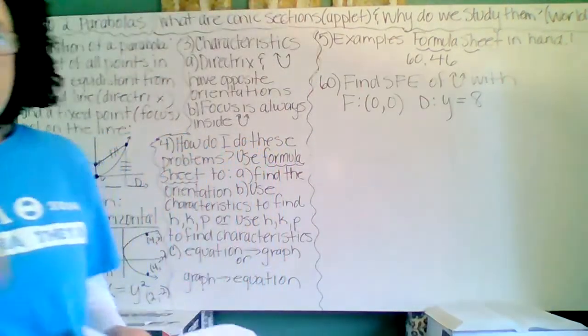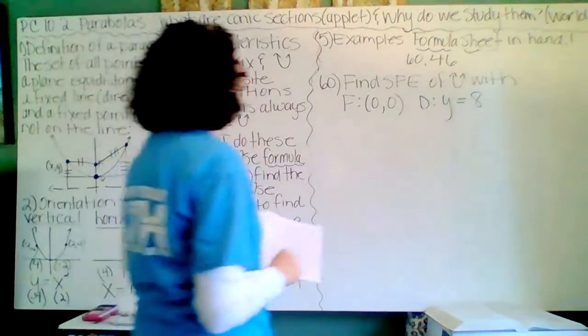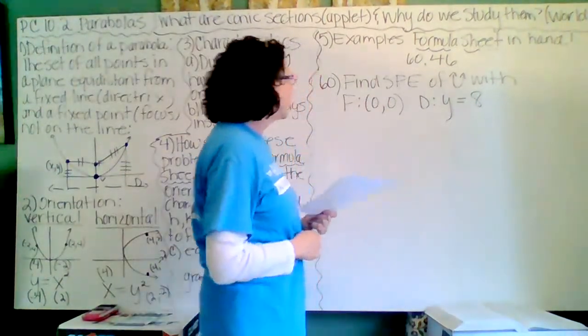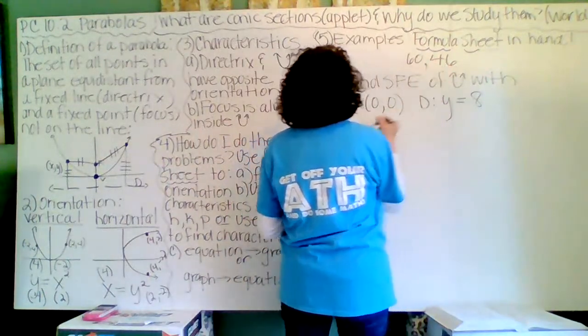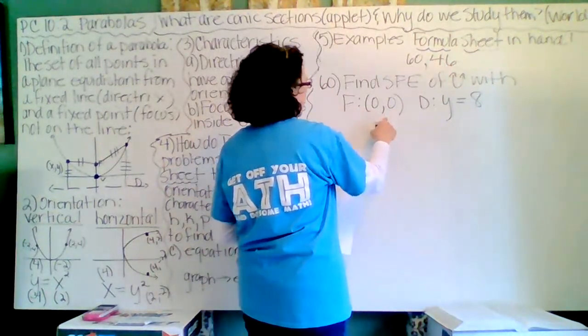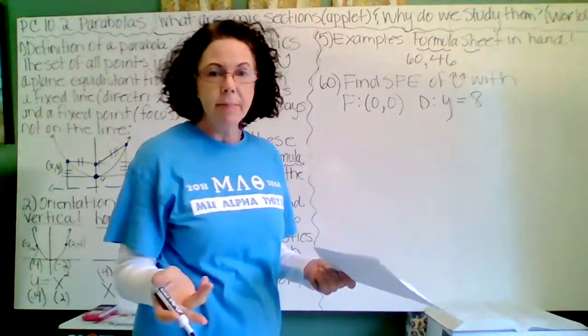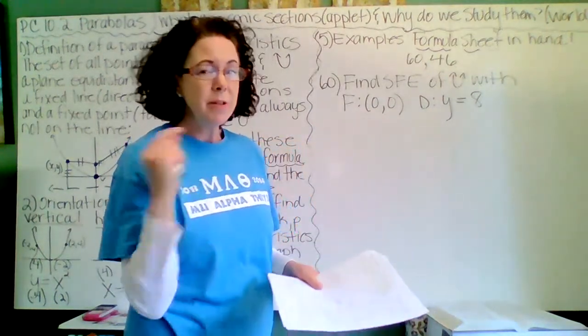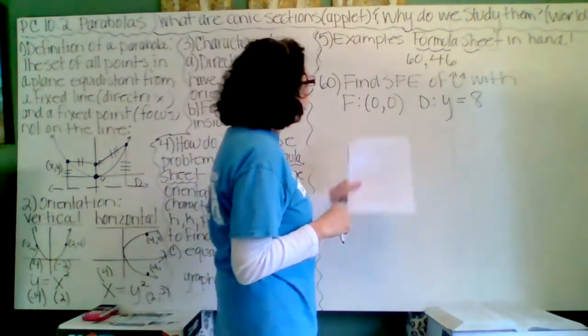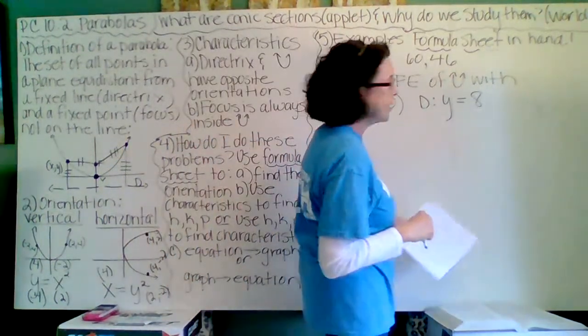Okay, let's look at problem number 60. They are asking us to find the standard form of the equation of the parabola with a focus at 0, 0, meaning finally our vertex can't be at 0, 0 because the focus is inside the parabola. Our vertex must be located somewhere else. And a directrix of y equals 8.